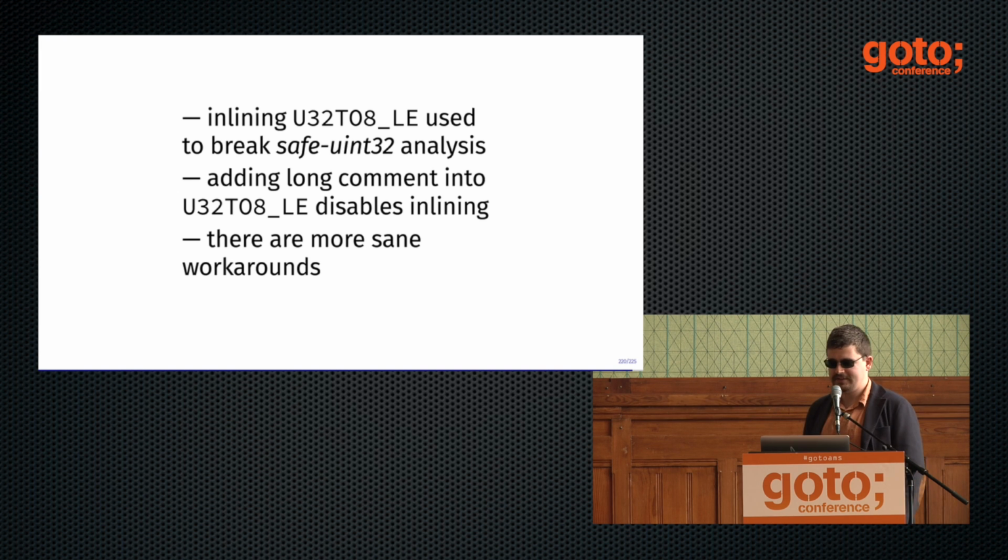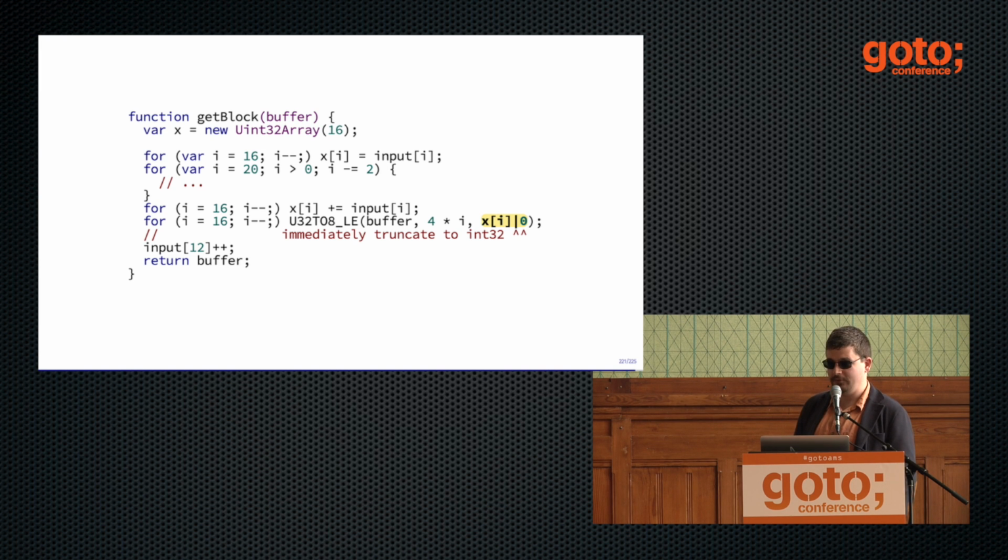There is again an explanation, doesn't matter. There is a saner workaround than putting this huge comment. The reason why the huge comment worked is that V8 relies on the size of the source code to make inlining decisions due to some historical artifacts, which would eventually be fixed, I suspect. A much saner workaround, instead of disabling inlining, is to just add some truncation to this load from the array.